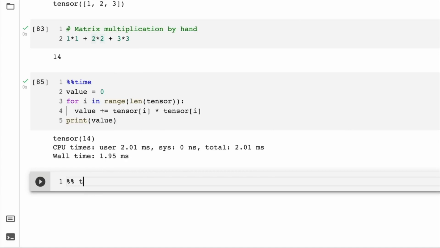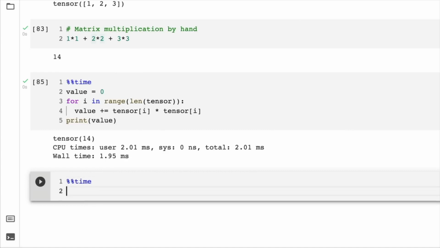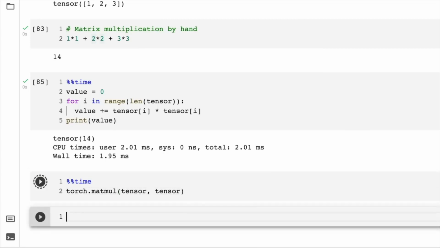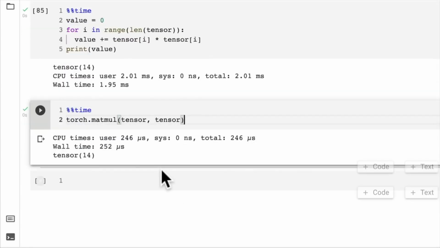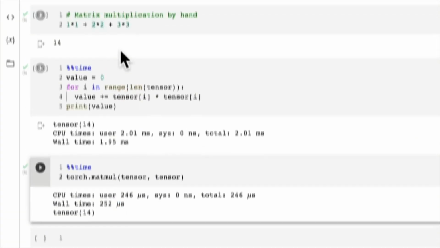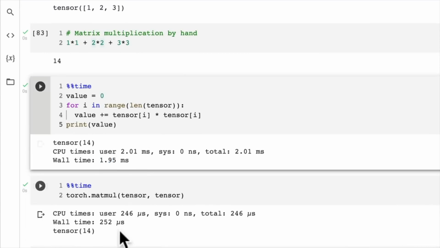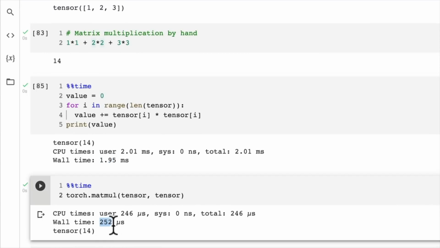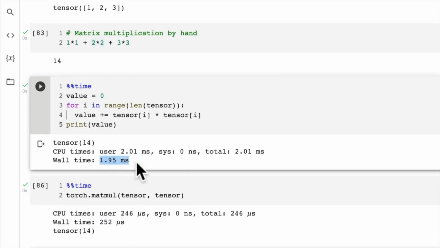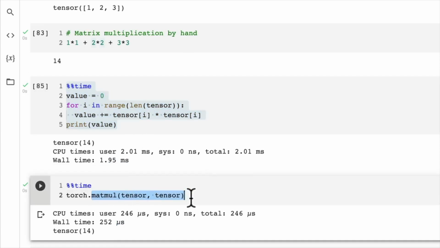But now if we time it and use the torch method, torch.matmul equals tensor.tensor. And again, we're using a very small tensor, so okay, there we go. It actually showed how much quicker it is even with such a small tensor. So this is 1.9 milliseconds. This is 252 microseconds. So this is 10 times slower using a for loop than PyTorch's vectorized version.